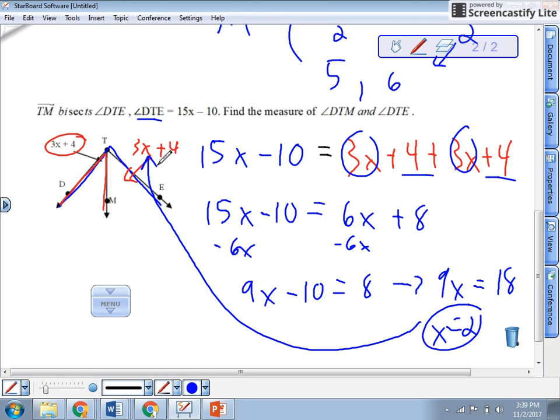So there's a quick run through of the problems that you're going to see in tonight's homework.